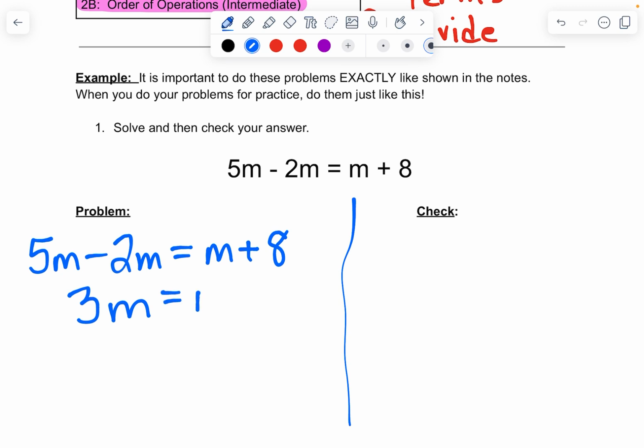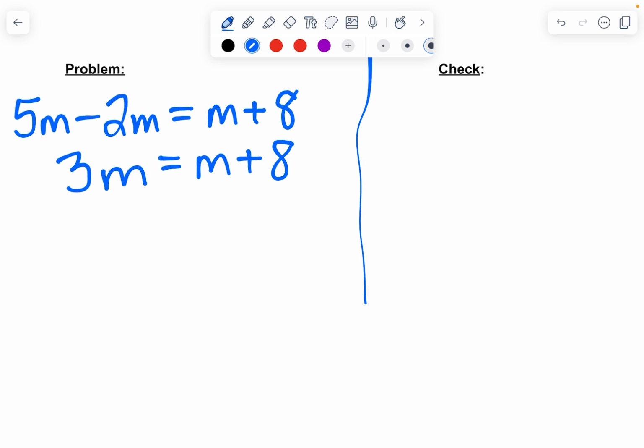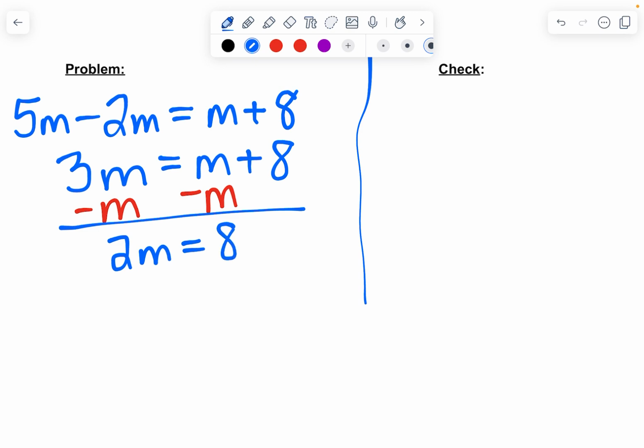And then I'm going to go ahead and write down the other side of the equation. Now, rather than writing 3m plus 3m plus 3m, we're not doing that. Notice that, what can I do to each side? Well, I've got 3 m's on the left side, and I got 1 m on the right side. So I can go ahead and subtract an m from each side. I'm going to draw my line. 3m minus m is 2m, and that equals 8.